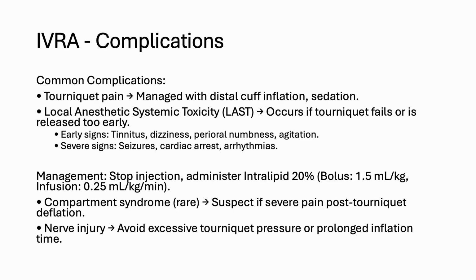What are some complications of IV regional anesthesia? Tourniquet pain, like we just discussed, managed with distal cuff inflation and sedation. Local anesthetic systemic toxicity, this goes without saying, but it occurs if the tourniquet fails or is released too early. Remember our early signs and severe signs, okay? And management, what are we going to do? We're going to stop injection, administer our Intralipid 20%, a bolus of 1.5 mL per kilo, and then a continued infusion of 0.25 mL per kilo per minute.